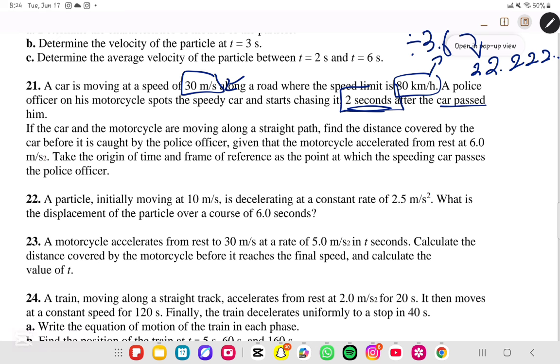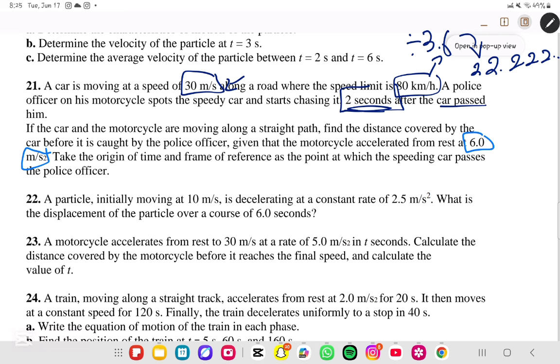So 2 seconds after the car passed him, the officer noticed what? The officer noticed that the car was speeding. If the car and the motorcycle are moving along a straight path, okay, find the distance covered by the car before it is caught by the police officer. Given that the motorcycle accelerated from rest at 6 meters per second squared, take the origin of time and frame of reference as the point at which the speeding car passes the police officer. Okay, so they want to find what? The distance covered by the car.